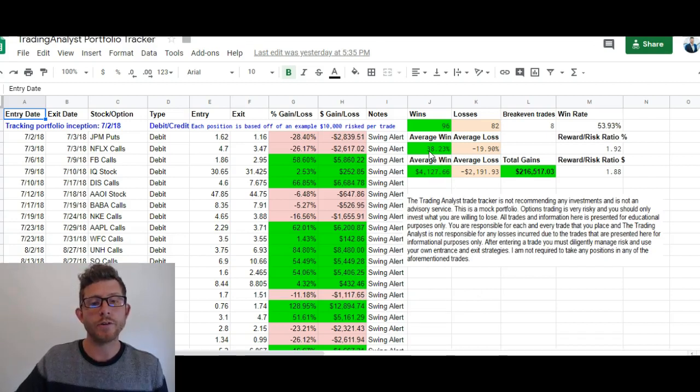You can see that our winners are almost twice as big as our losers. Yes, we do lose. Losing is a part of trading, but we do use sound risk management. And that's why our wins are twice as big as our losses. You can see that since July, the portfolio is up $216,000 in about that 7 or 8 month period of time.